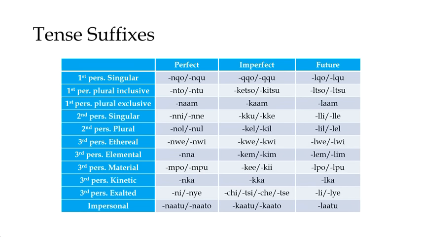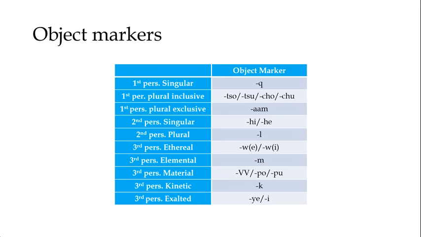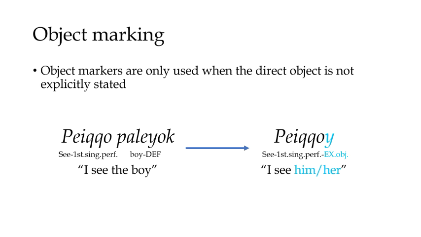Verbs take a suffix that frame it in one of three tenses: perfect, imperfect, and future. This same tense suffix also agrees with the subject in person, number, and class. In a transitive sentence, the verb also takes an additional suffix to mark the direct object. However, if the direct object is overtly stated within the clause, then the suffix is omitted.